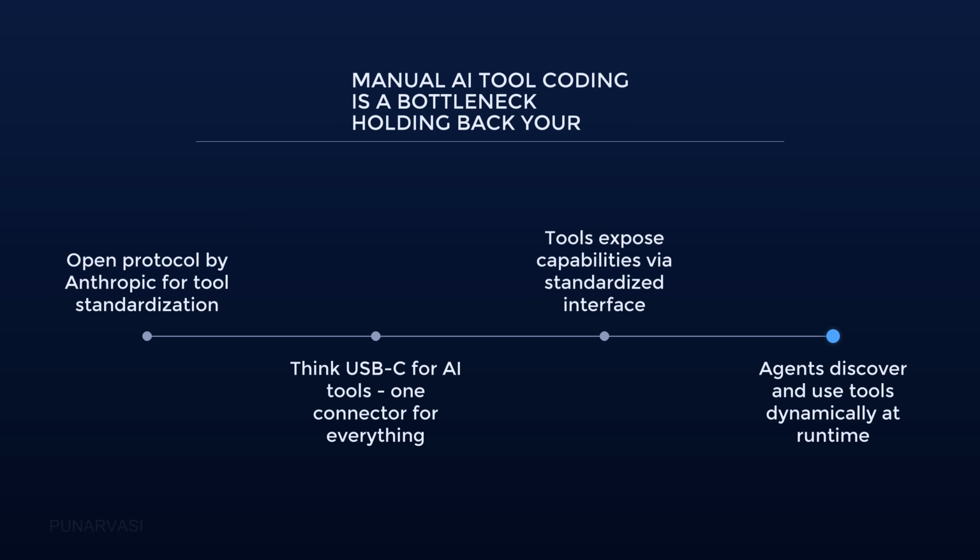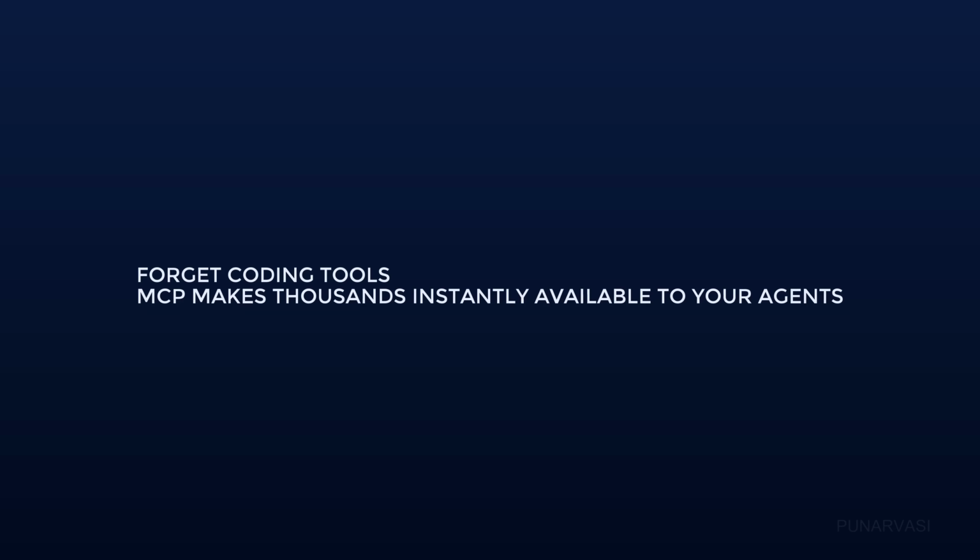Think of your agent not as a fixed toolbelt, but as a decentralized marketplace. MCP transforms it from a programmer, manually integrating each function, into a true platform orchestrator. You define the rules and trust it to discover, evaluate, and employ any available capability, creating systems that are fundamentally self-configuring and infinitely extensible. Forget coding tools. MCP makes thousands instantly available to your agents.